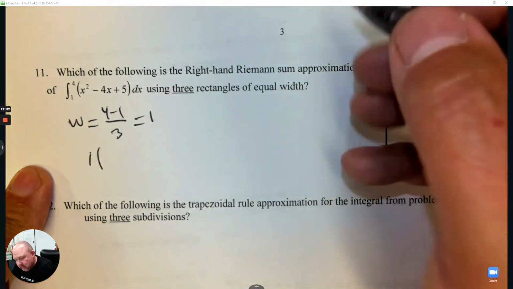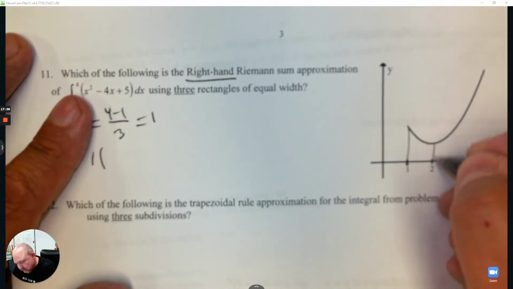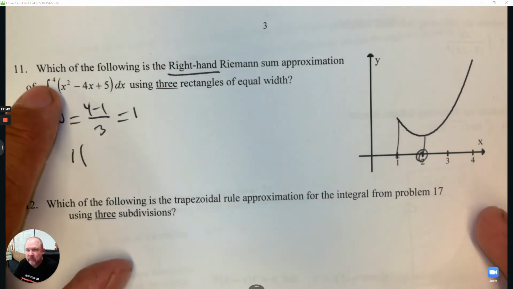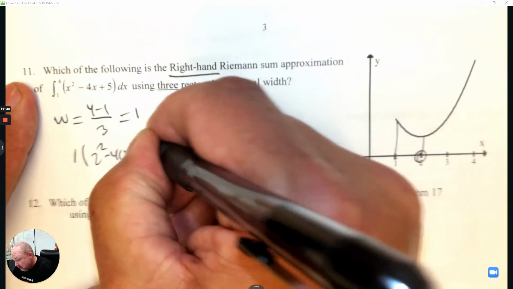And then we're doing a right hand. So the first rectangle goes 1 to 2. In the right, I'm going to use 2. So if I plug 2 in, I don't need to simplify it. But if I had to, I could.